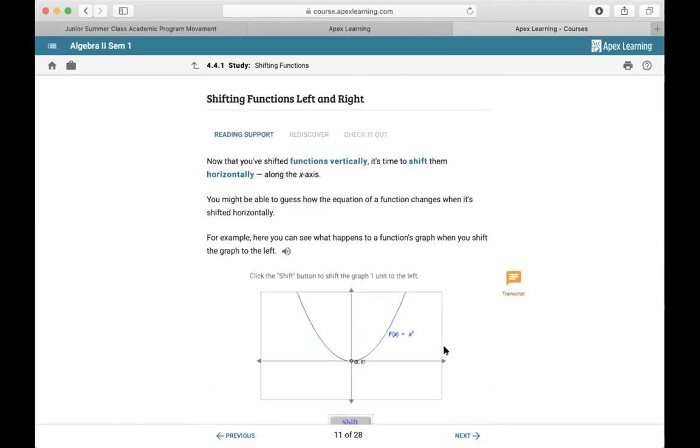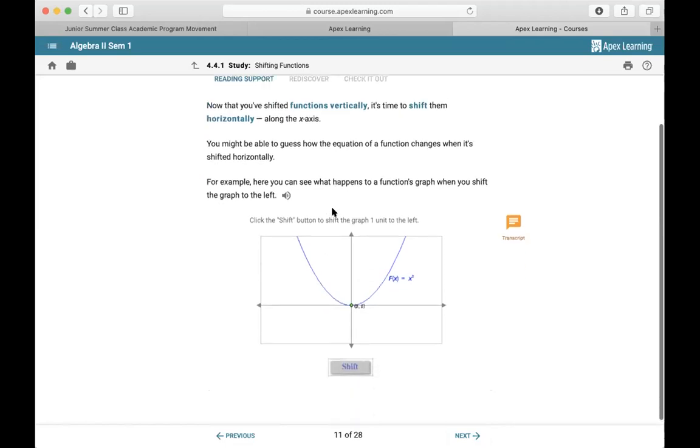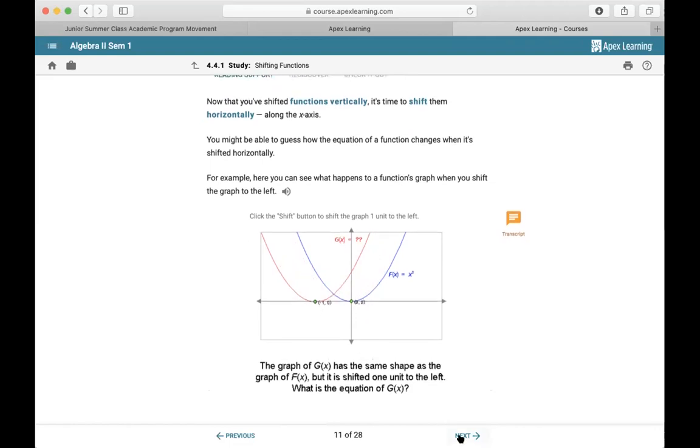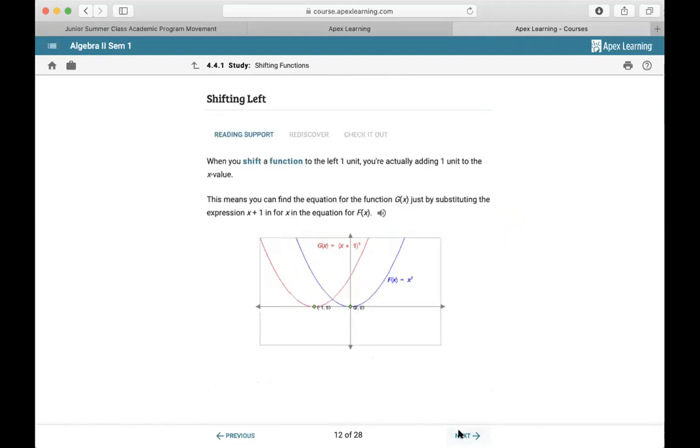All right, so there's an entire quiz on shifting vertically, and there's an entire quiz on shifting functions left and right. Now that you've shifted functions vertically, we're going to shift them horizontally, or left and right. If we shift the function to the left by one, it shifts the entire function. So now we're going to figure out what the equation is for that one. And if you notice here, we're now not adding it to the outside.